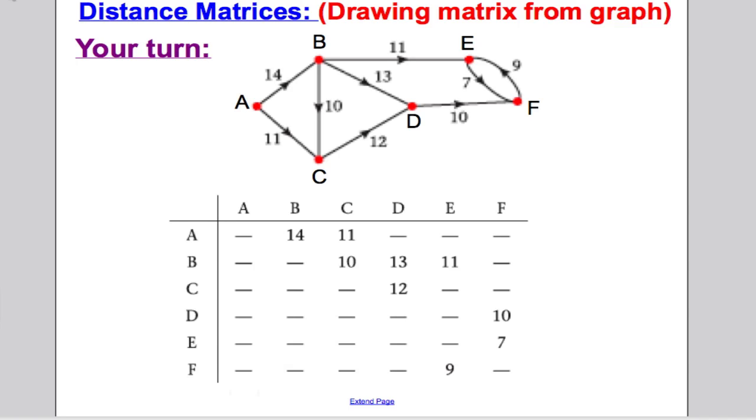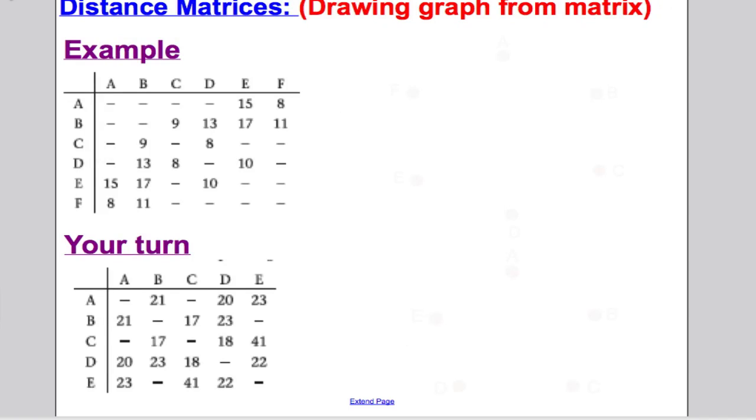Okay, last thing we've got to do, we have now got to go from a matrix, a distance matrix, to a graph and see if we can fill that in. So let's do an example, then you're going to have a go. Here we've got 1, 2, 3, 4, 5, 6 nodes or vertices, so I always draw it in the shape of a hexagon. 1, 2, 3, 4, 5 and 6. And we're just going to try and fill it in from that.